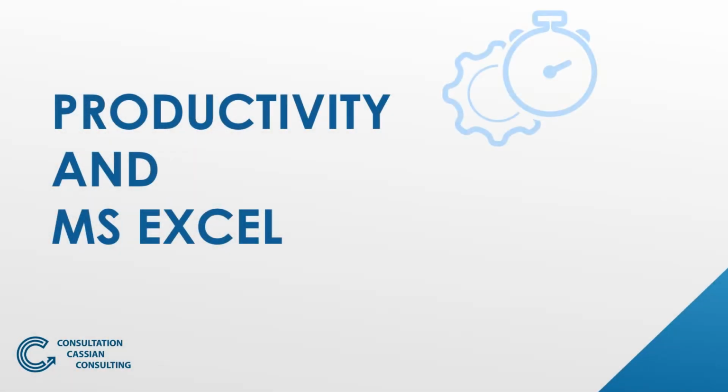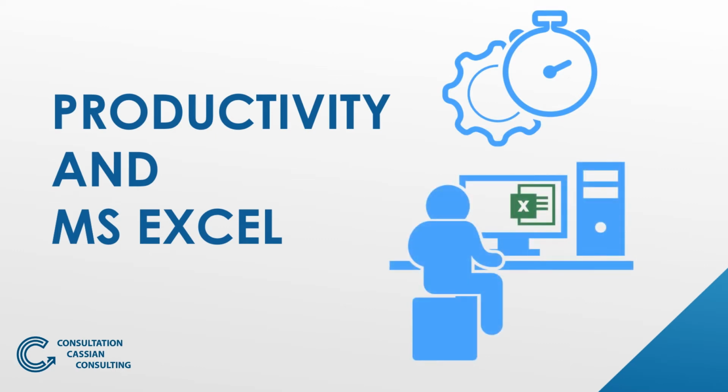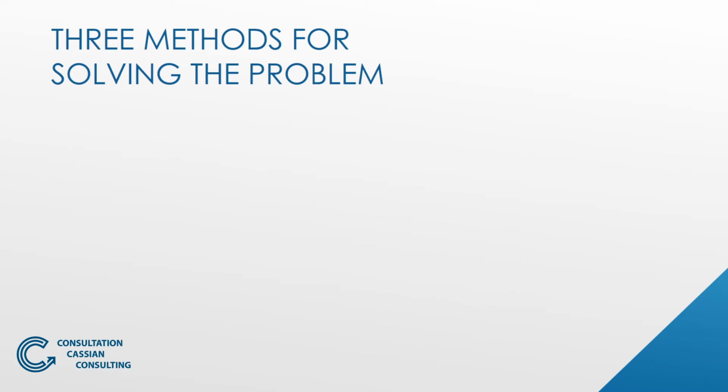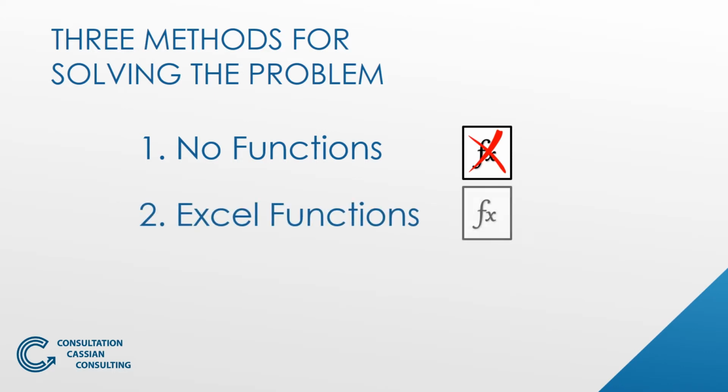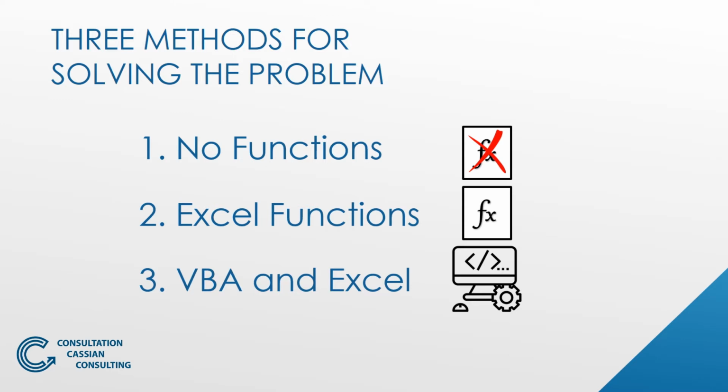In this video, we're going to show you how productivity can be affected by the way we use Microsoft Excel. We will be using three methods to solve the same problem. First, we will use Microsoft Excel without its advanced functions. Second, we will prepare a template with advanced functions to solve the problem. And finally, for the third method, we will use the programming language VBA to automate the tasks required to solve the problem. The objective is to show the effort required by each method and its effect on productivity.